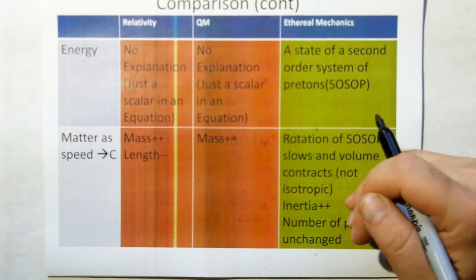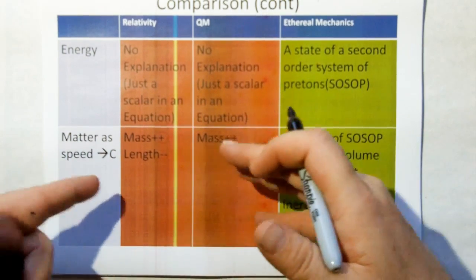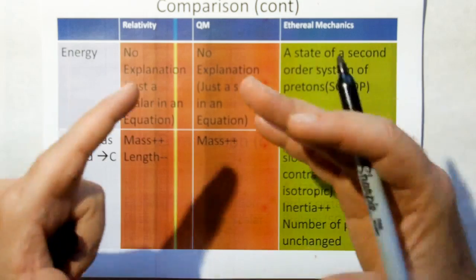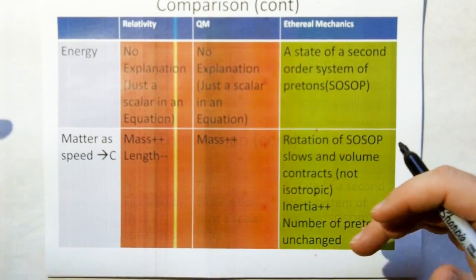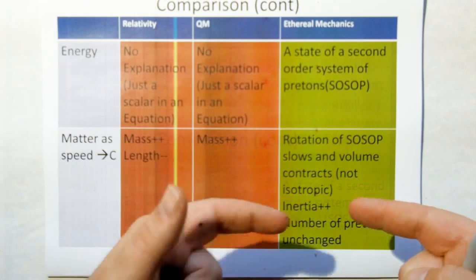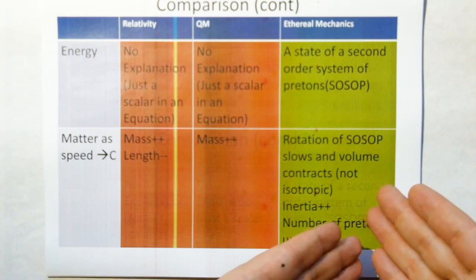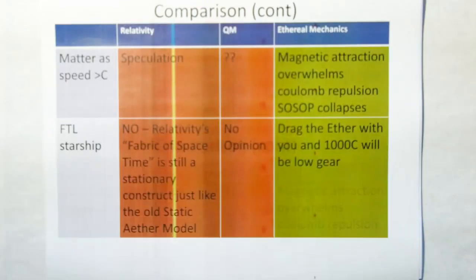But the number of protons doesn't change. In other words, these guys say the mass increases, like more matter is coming from nowhere. That's not what's happening. The inertia is increasing because the protons are getting closer together. It's a much more rational explanation than this garbage.